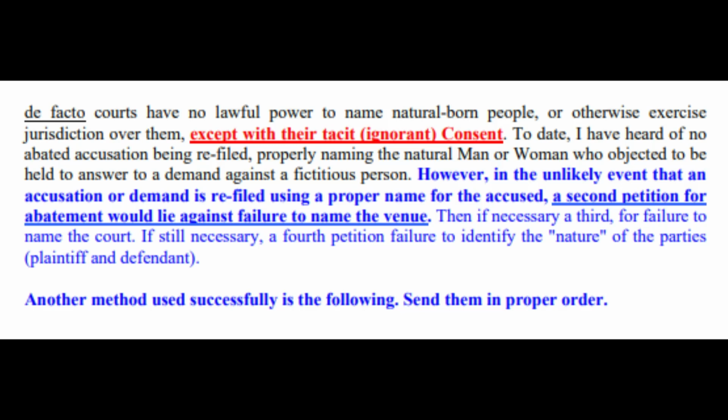Because they can't be victims. They're all corporations. And so you need to be able to face whoever's making the accusations, right? So if the state is ever charging you with anything, you could ask the state to please stand and state his name for the record, right? The state cannot stand to state his name for the record because you are the state. These people are pretending to be the state. The state isn't a thing. It's not tangible. You know what I'm saying? This is how they just mind mess with you. That's what it is. Another method that was used successfully is the following: send them in proper order.